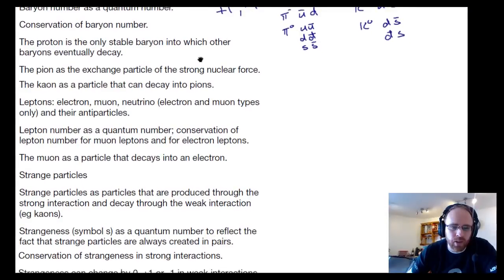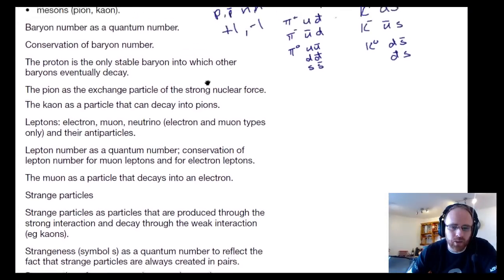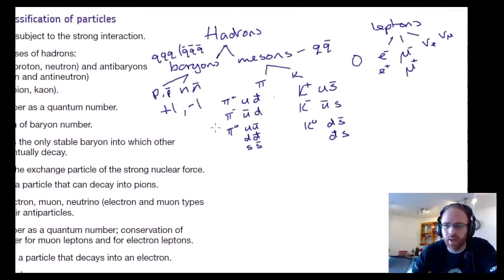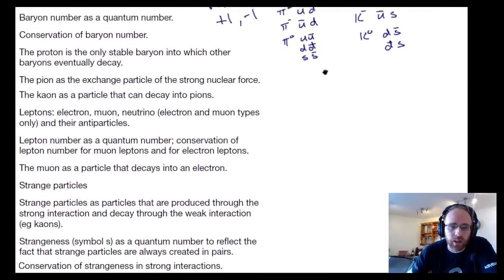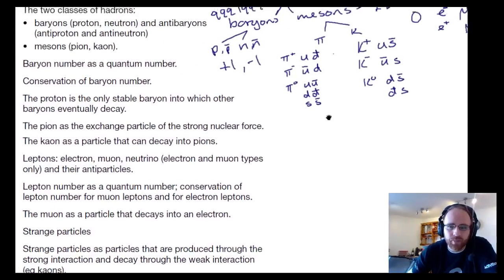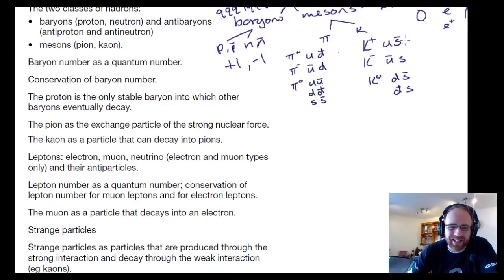Electron and muon types only, and their antiparticles. So we do need to know that there are electron neutrinos and muon neutrinos. Both exist. Every time you do one of your decay diagrams, though, it will be an electron neutrino or an anti-electron neutrino, depending on the decay. A kaon is a particle that can decay into pions, so kaons can go to pions.